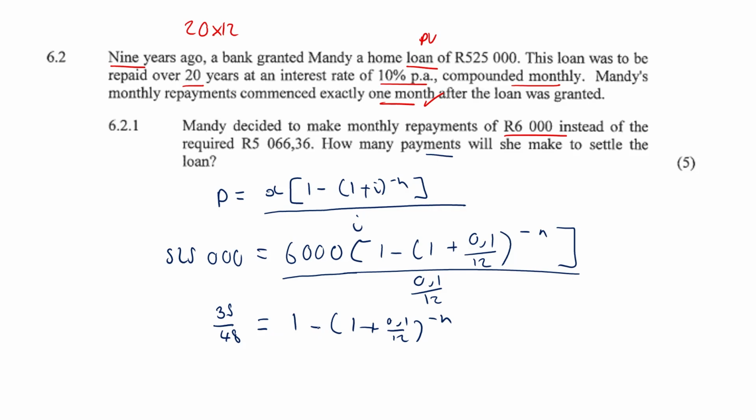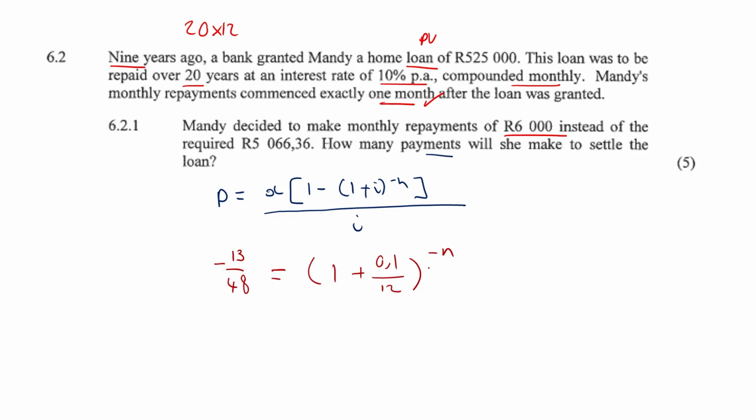And what about this negative here? We want to get rid of that. So we can divide through by a negative 1 as well. So that's going to be 35 over 48 minus 1. You plug that in your calculator, you get 13 over 48. And then we divide through by a negative 1 as well, and you will get negative 13 over 48. So just to rewrite that a bit nicely, it'll look something like that.